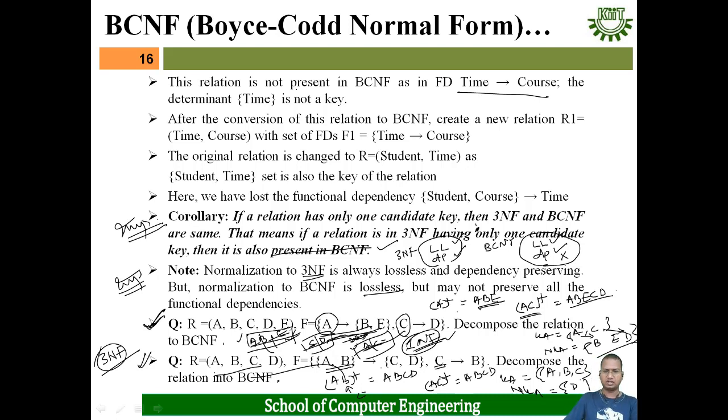That means to convert it into BCNF, which one is creating problem? This one, C to B. If this were a key, then it would be in BCNF, but it is not a key. That's why it is creating problem. That means take these two attributes and create one table. Take C and B and create one table, and in the other table, except B, all other attributes will be there. That means A, C, D.